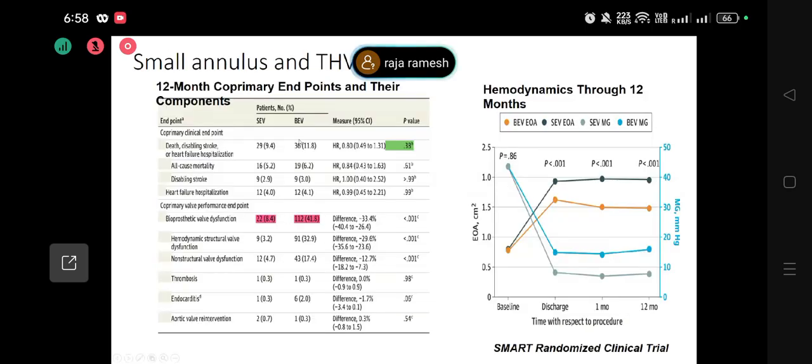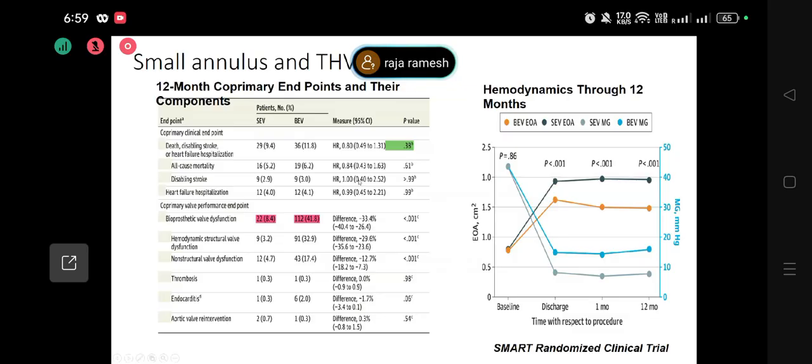So this is data from the SMART trial. Most of the patients are females, around 4,000 odd patients. They were randomized between the self-expandable valve and a balloon expandable valve, that is, between the Evolut valve and the Sapien valve. What they found out is that bioprosthetic valve dysfunction at the end of 2 years is more with the balloon expandable valves. It is statistically significant. But the problem is this bioprosthetic valve dysfunction has not translated into the hard clinical endpoints like death, disabling stroke or heart failure hospitalization.